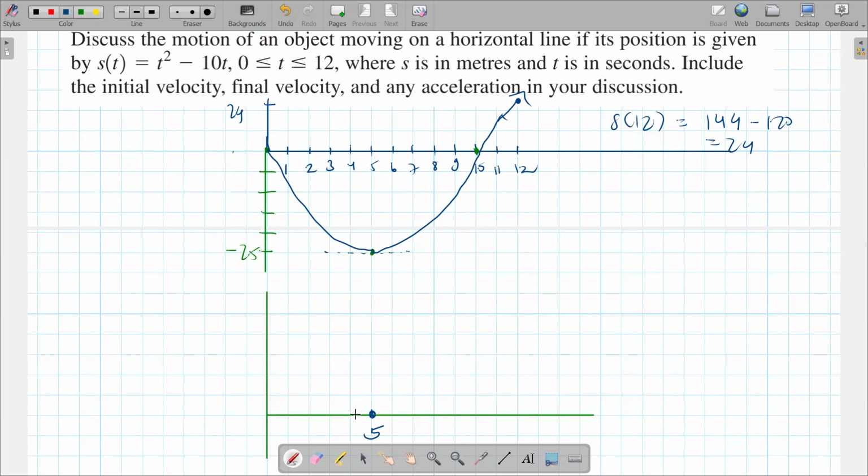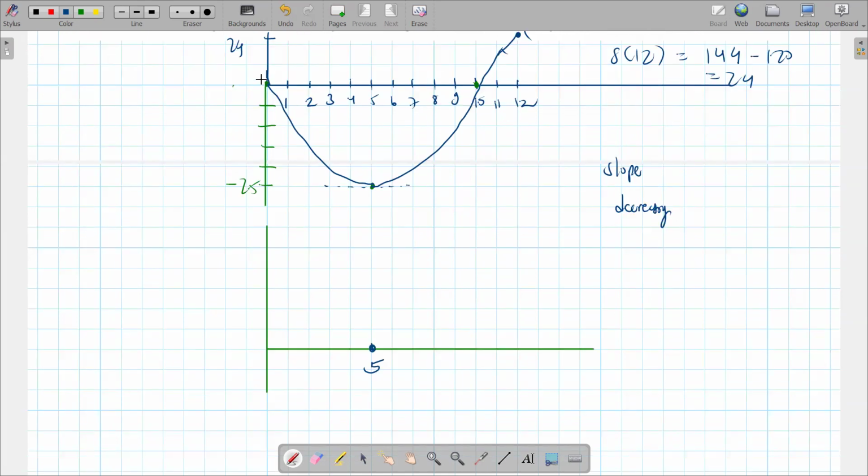Now think about this. Before 5, from here to here, is the slope increasing or decreasing? Decreasing. The slope is definitely decreasing. Initially, the slope was some high value. Are the tangents negative or positive here? Would you say this is a negative or positive tangent? Negative. So the slope is decreasing, but it's coming from a negative direction. The slopes to the left of 5 for this curve are negative. It has a negative slope, it's decreasing, and it's coming to a 0.